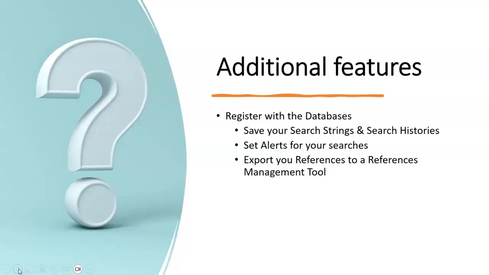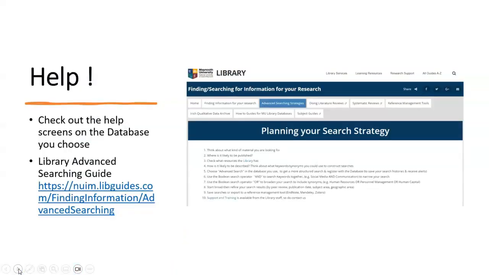Additional features you'll find in the databases: you can register with the databases, and this will allow you, for example, to save your search strings and search histories, set alerts for your searches, and then export your references to a reference management tool if you so wish. For additional help on this, you'll find the help screens in the databases you choose, and we also have guides on this in the library. There's a link to Finding and Searching for Information for Your Research, and within that, a section on advanced searching strategies.